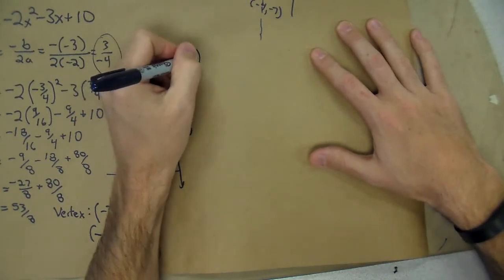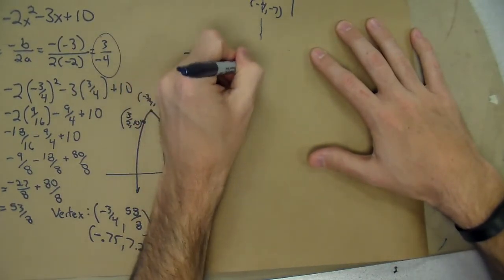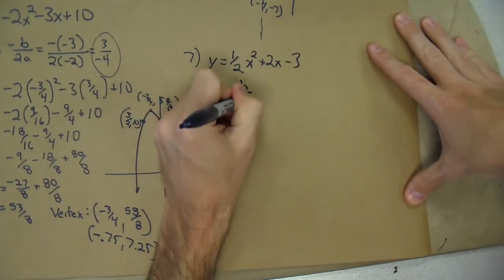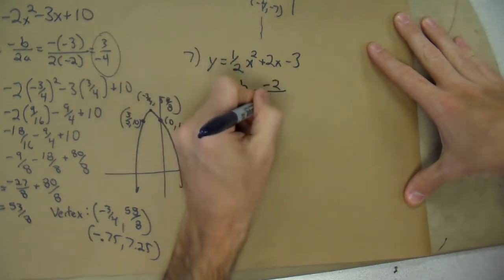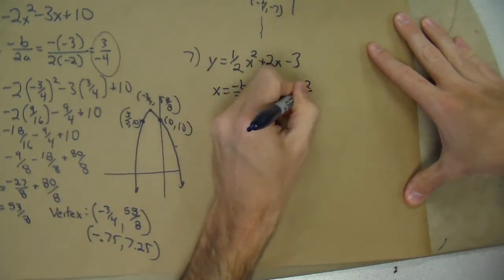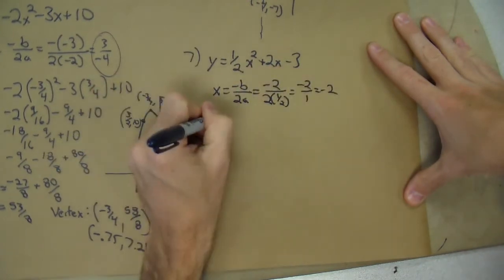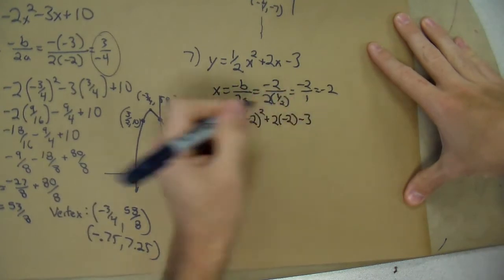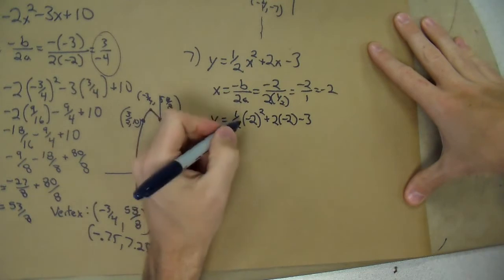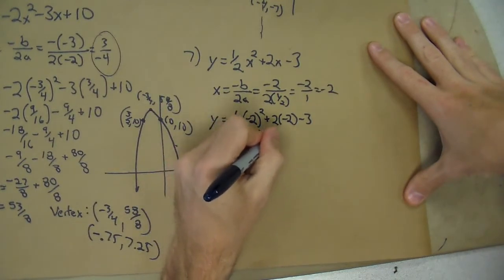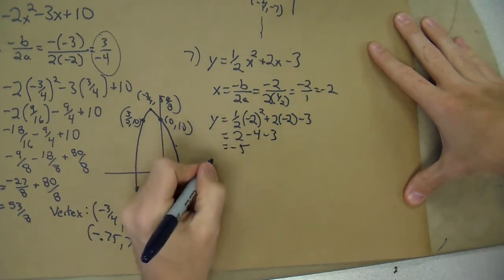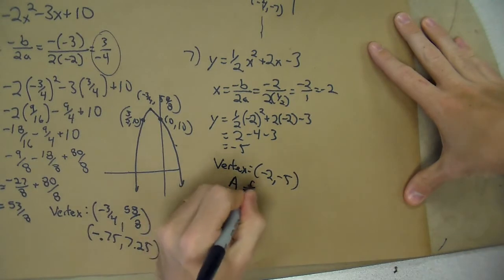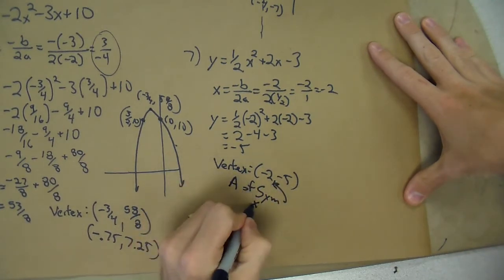Number 7, we get y equals 1/2 x squared plus 2x minus 3. We'll do x equals negative b over 2a. Gives me negative 2 over 2 times 1/2, or negative 2 over 1, negative 2. We plug that into our equation. Negative 2 squared is 4. Half of that is 2. Minus 4 minus 3. We have negative 5. So our vertex is negative 2, negative 5. Axis of symmetry is negative 2.